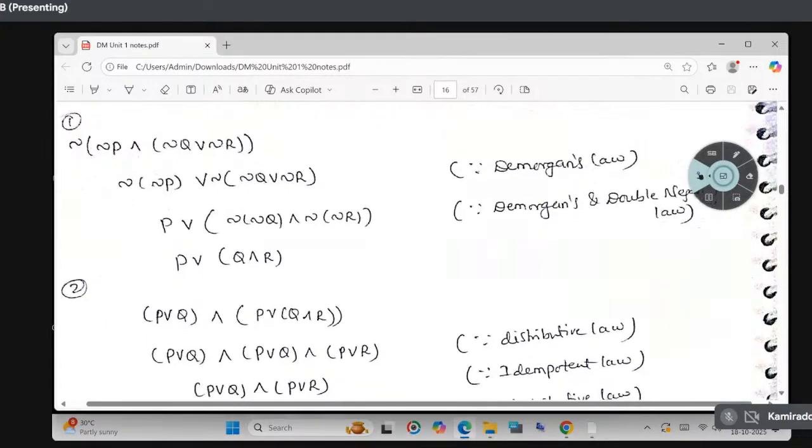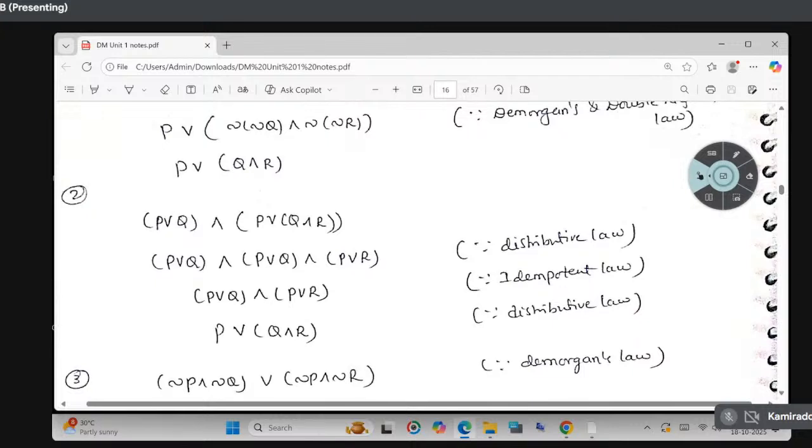So if I apply it for the second term, it is this. My first term solution is P or Q and R. My second term is becoming P or Q and P or Q and R. Right? So again I can expand P or Q and P or R. By applying the idempotent law, what is it becoming? P or Q, and P or R. With the help of the distributive law, how can I write it? P or Q and R again.